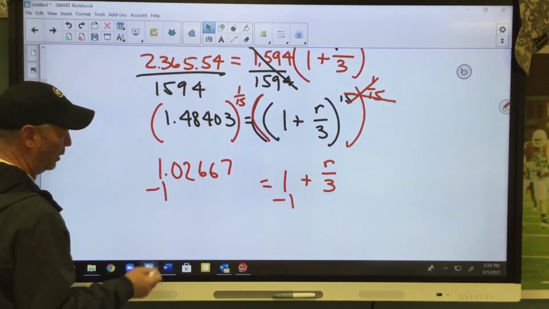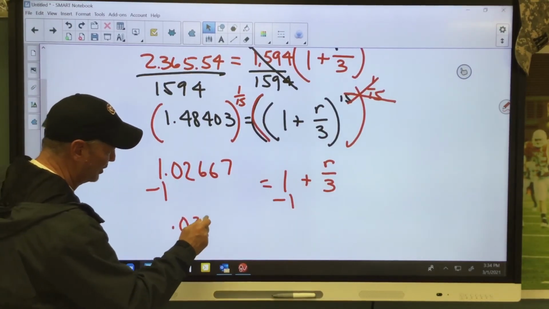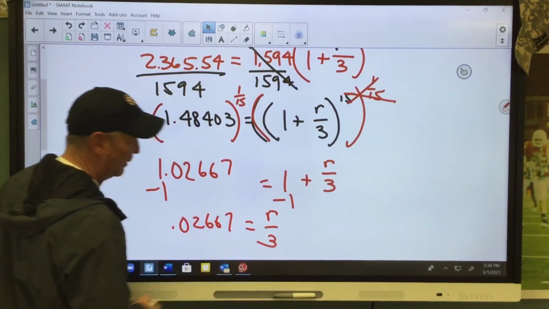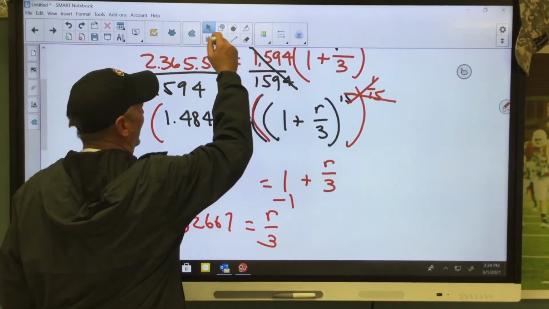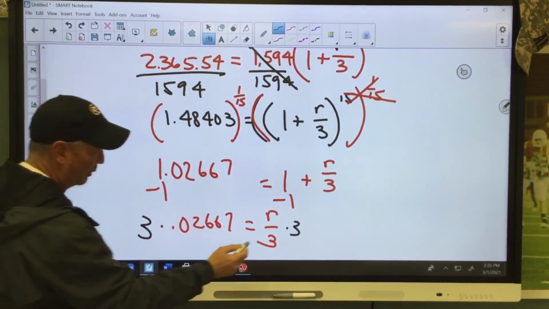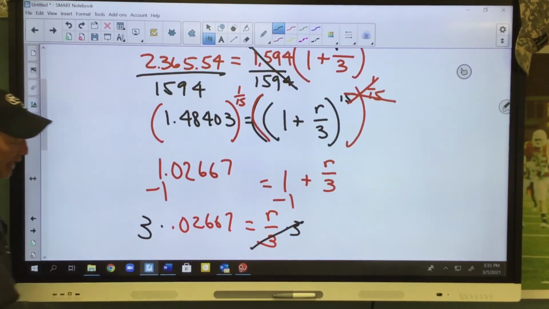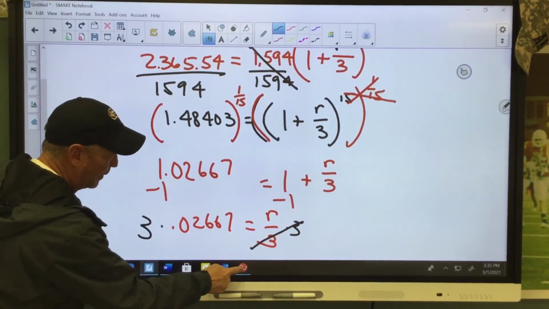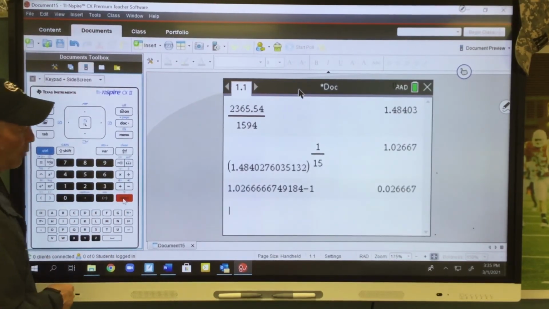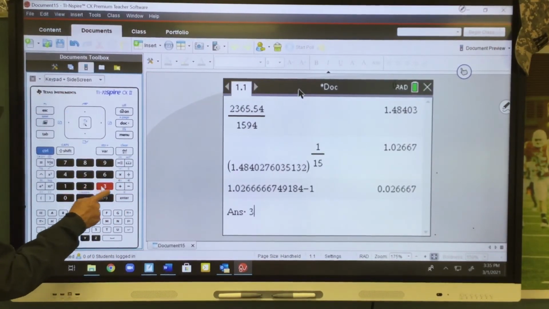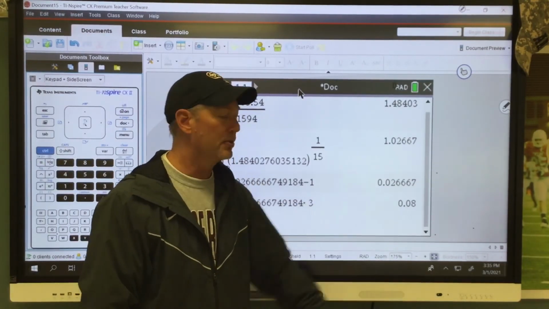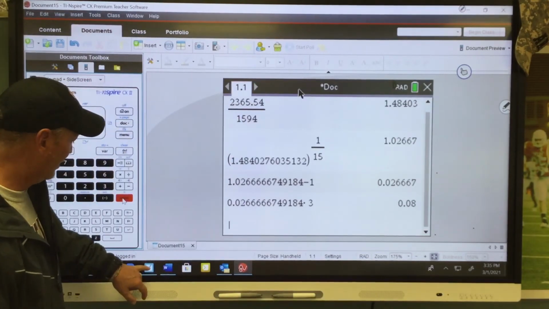1.02667 minus 1 equals r over 3. We're going to multiply both sides times 3. The 3's will cancel. When we put this in the calculator, we'll see what happens, okay? We're going to subtract 1, and then we're going to multiply times 3. And look what we get, 0.08 or 8%. That's going to give us 8%.